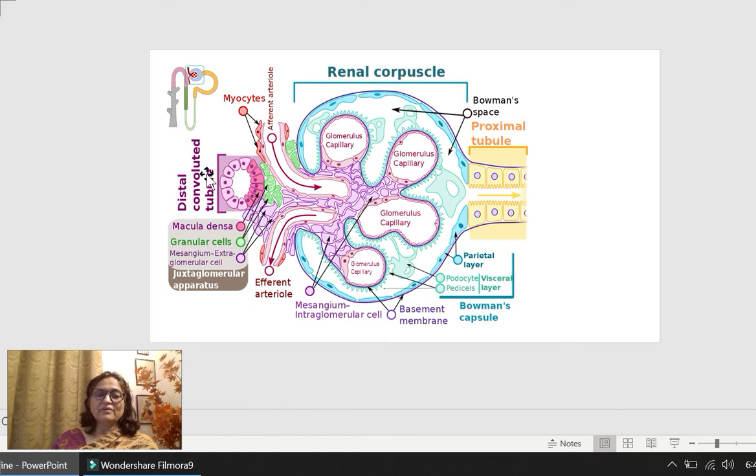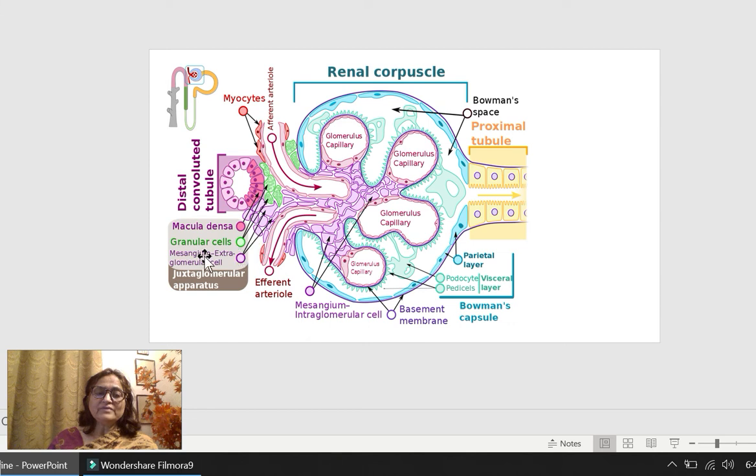The juxtaglomerular apparatus is found in the distal convoluted tubules. They have some special cells known as macula densa. They are good sensors of sodium chloride. As soon as the sodium chloride level increases in our blood, they sense it and they increase the rate of GFR.